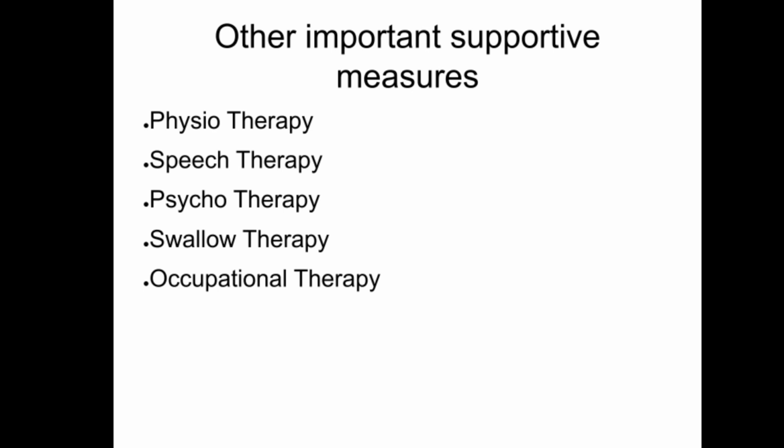Then swallow therapy to prevent aspiration. That also is very, very important and promising. Occupational therapy will help the patient to come back. That is coming as part of rehabilitation. So today we have discussed the localization of hemiplegia and the treatment of hemiplegia, and finally how to rehabilitate the patient.